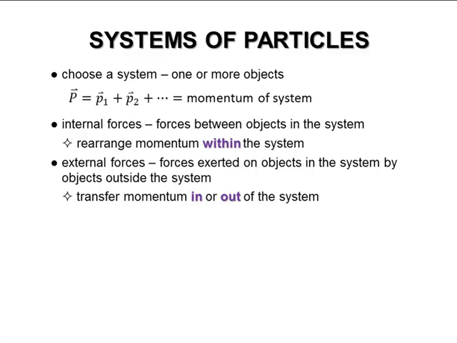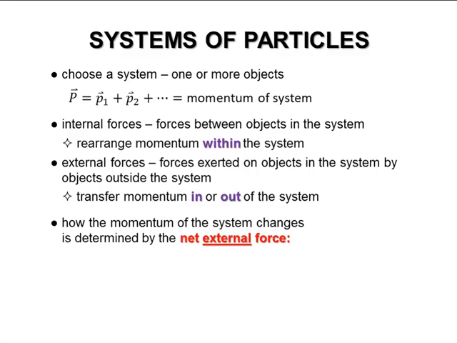So if we apply that formula that we learned, dp/dt equals the net force, to the equation defining the momentum of the system, what we discover is this. We discover that how the momentum of the system itself changes is determined by the net external force, which we can write like this. So this is then how we can study the momentum of a system. Any changes in the momentum of the system are going to be due to those net external forces.